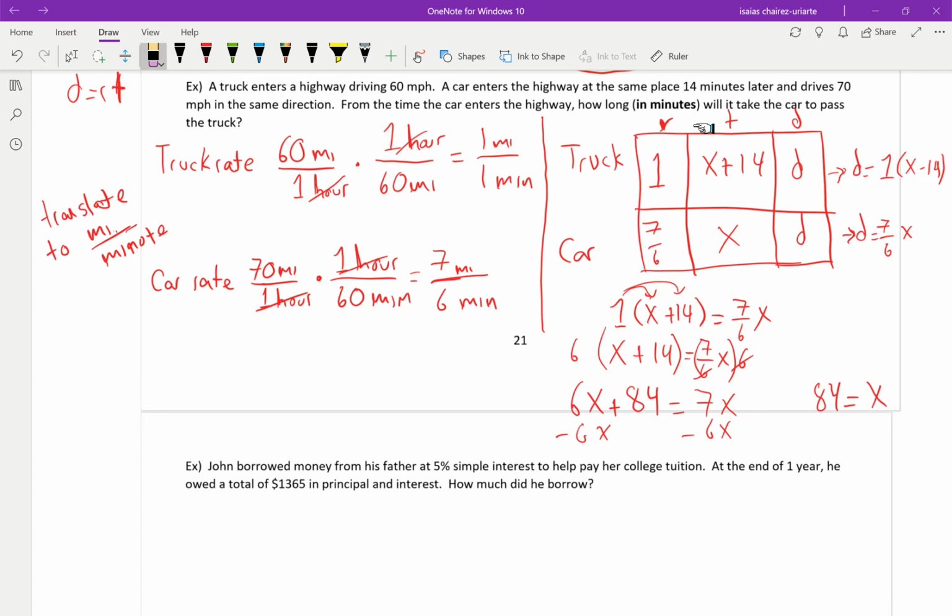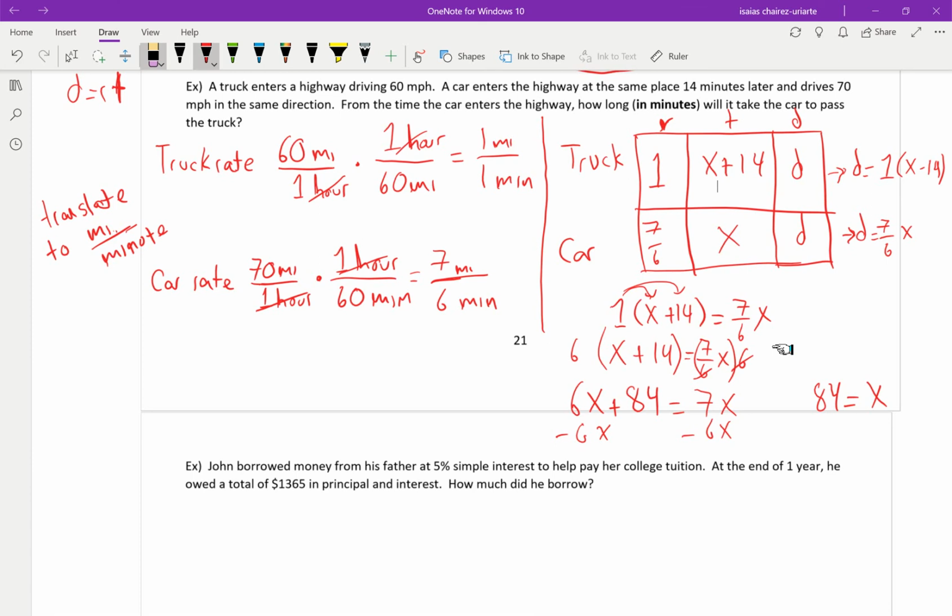Sorry, so yeah, right here there was an issue. I put a minus here, but let's think about that again. If this is the time at which the car enters the highway, well then that means that the truck has been traveling for 14 minutes extra on top of that, because the truck entered the highway 14 minutes earlier. So this should be x plus 14 right here. And then the rest of the problem is the same, and so then my x is equal to 84. So 84 minutes.